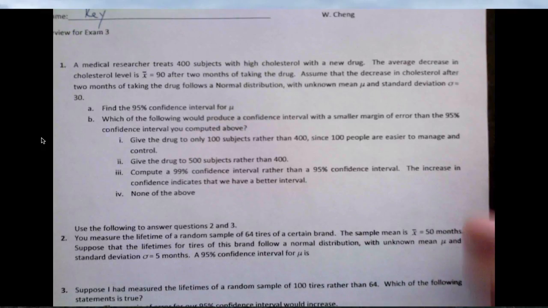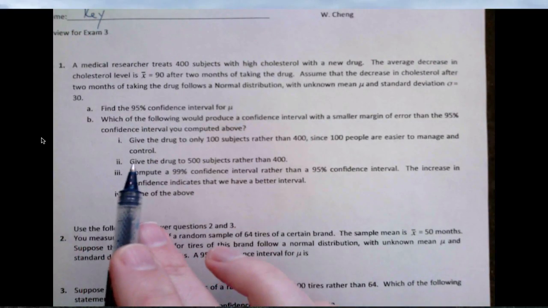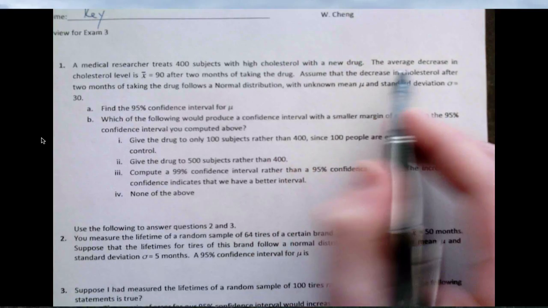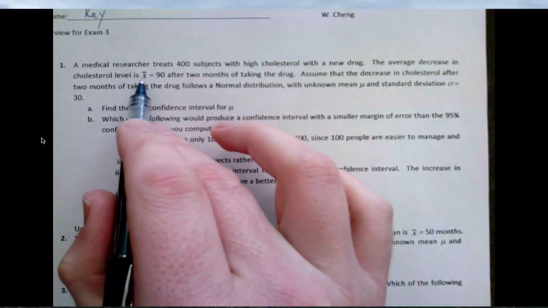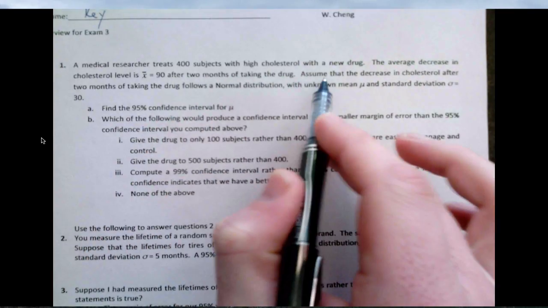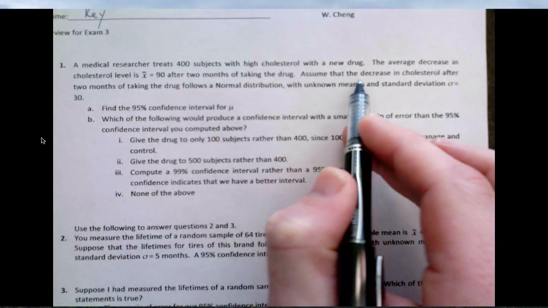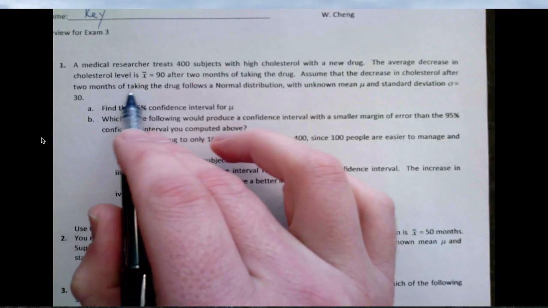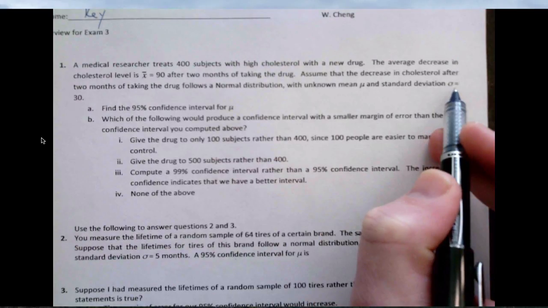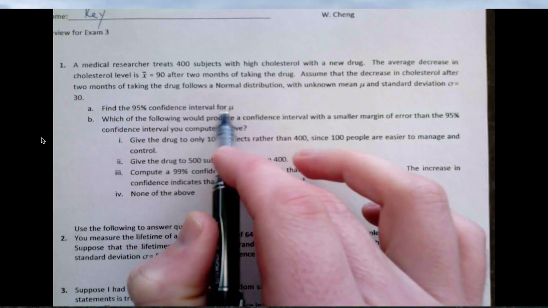This video is the review for the Sinclair Exam 3 for statistics. It says a medical researcher treats 400 subjects with high cholesterol with a new drug. The average decrease in cholesterol is X bar equals 90 after 2 months of taking the drug. Assume that the decrease in cholesterol after 2 months follows a normal distribution with an unknown mean and a standard deviation of 30. Find the 95% confidence interval for mu.